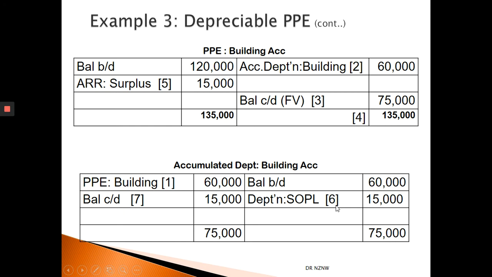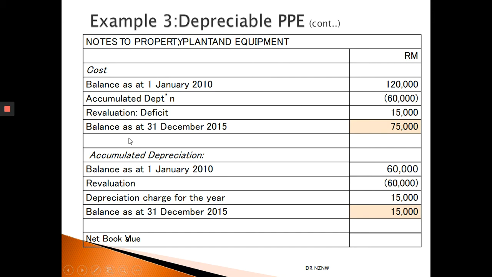Discuss that depreciation will be calculated based on the new value. So you look here. After you transfer 60,000, you charge depreciation based on the new value, 15,000. You realize the accumulated depreciation at number 7 is left with only the new one, 15,000. So that is what number 2 is doing, eliminating accumulated depreciation based on the old value. We take out 60,000 from the old PPE. So the balance remaining in depreciation is based on the fair value.